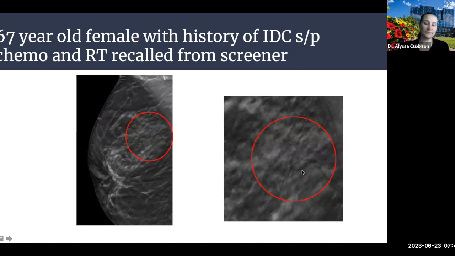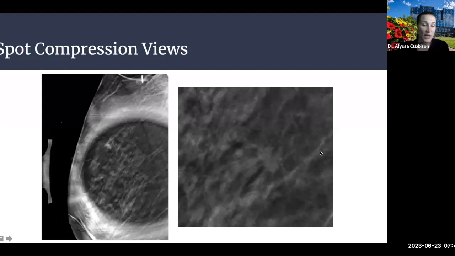And so this was called for additional views. Again, quite subtle. There was a spot compression view with tomosynthesis that was utilized. This was found to be a mass with spiculated margins that we see here, low density, certainly very subtle. And this was found to represent invasive lobular carcinoma. So this is a nice example where I talked about the subtle nature of invasive lobulars, and this certainly is an example of that.